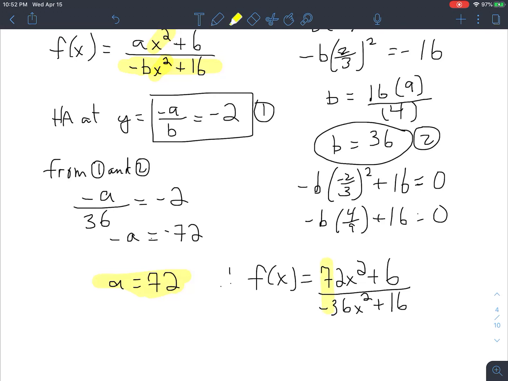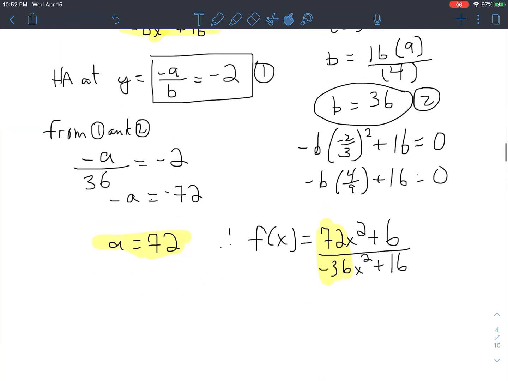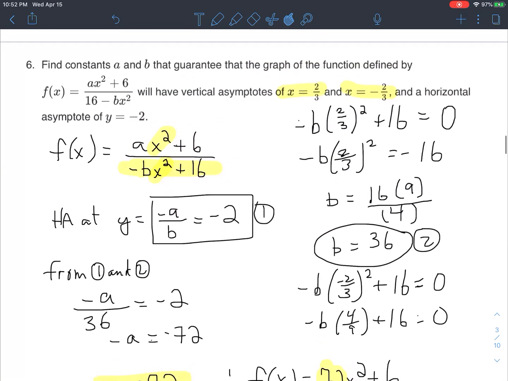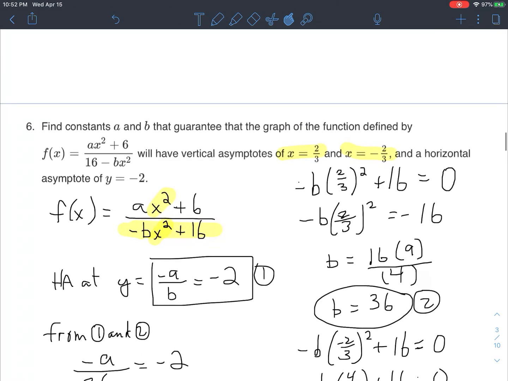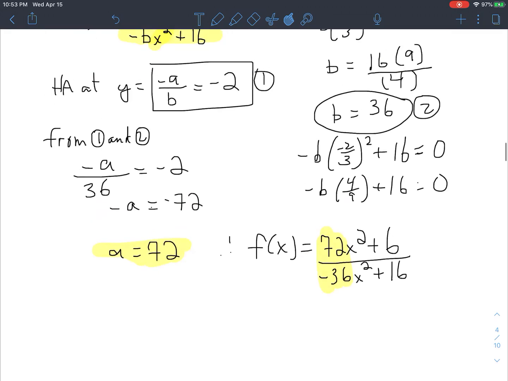Okay, so we know that the horizontal asymptote will be negative 2. Is that what we were looking for? Yep, y equals negative 2. Perfect. And the 0 on top, did we talk about the 0 on top? No, we don't. Oh, that's good news, because there will be no 0 on top. There's no x squared that'll make that 0. And on the bottom, we've got our zeros of negative and positive 2/3. That works. Awesome.